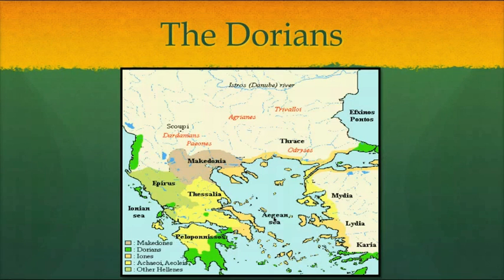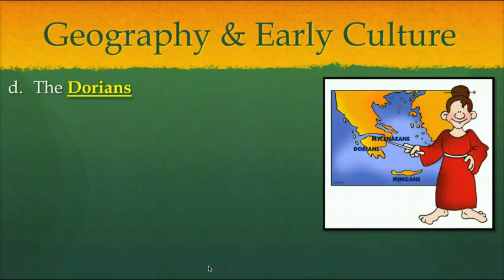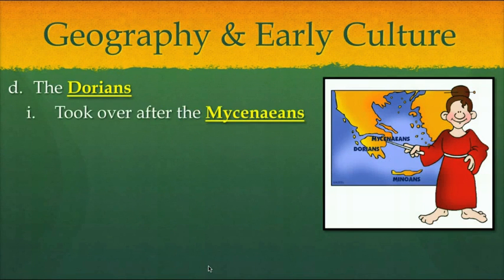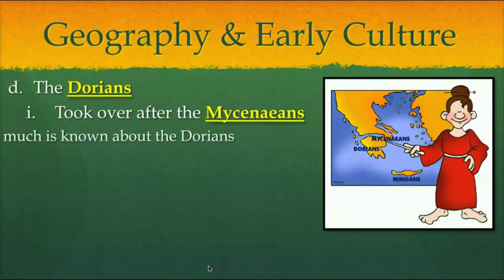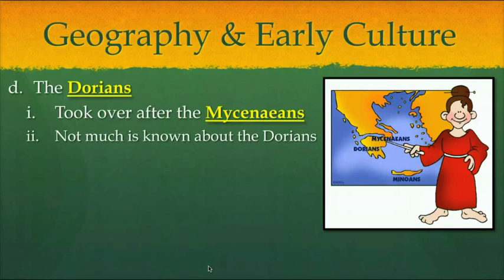The last group is the Dorians. Now, you can see everything in green here is where the Dorians were. And we're not going to use the Dorians as a means of providing culture, because the Dorians really didn't do that. The Dorians were kind of backwards in a way. So let's kind of explain what I mean here. The Dorians took over after the Mycenaeans, but because they didn't really further culture in any way, not much is really known about them.